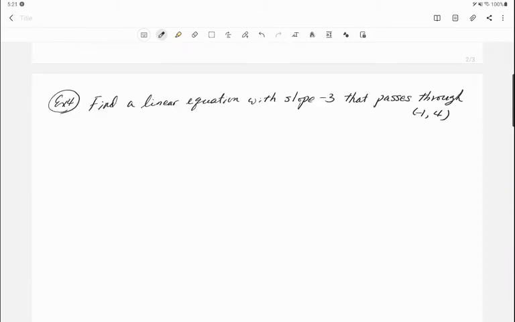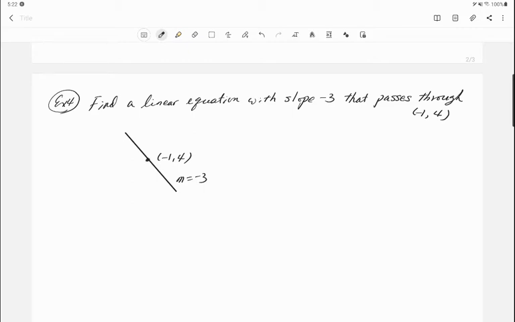Okay, in this example, let's find the linear equation when the slope is -3 and the line passes through the point (-1, 4). So here is the point -1 and 4. And the slope is negative, so it should go down, right? It should go down something like this. So the slope is -3. Using the point and the slope, let's write an equation.